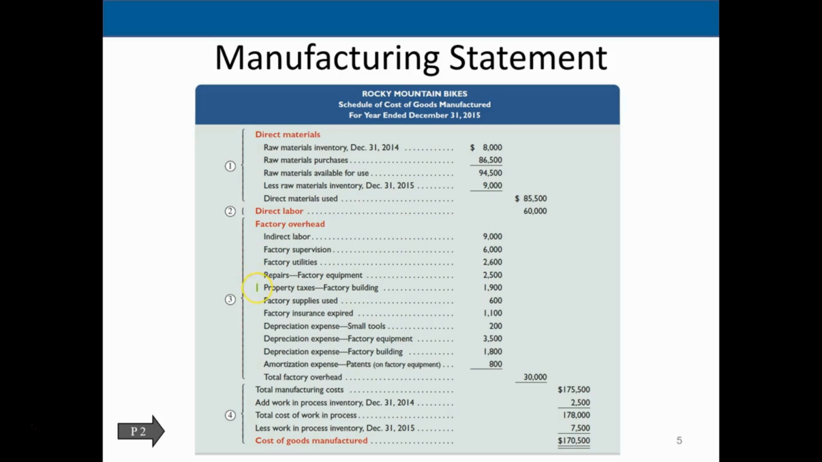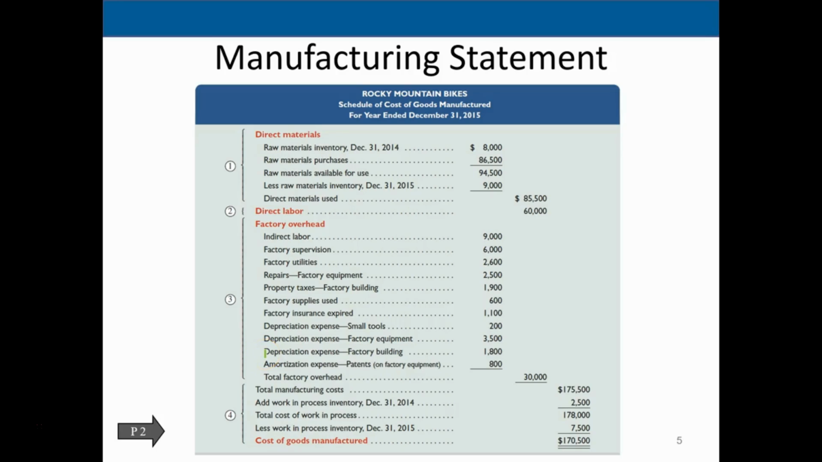Repairs on the factory, property taxes on the factory. Again, if it's not on the factory and it's on the administrative office, then it would be a period cost and we'd expense it as we have in a service company. But if it's on the factory, then it would be here. Factory supplies, factory insurance, notice the keyword factory. Depreciation on small tools, factory equipment depreciation, factory building depreciation.